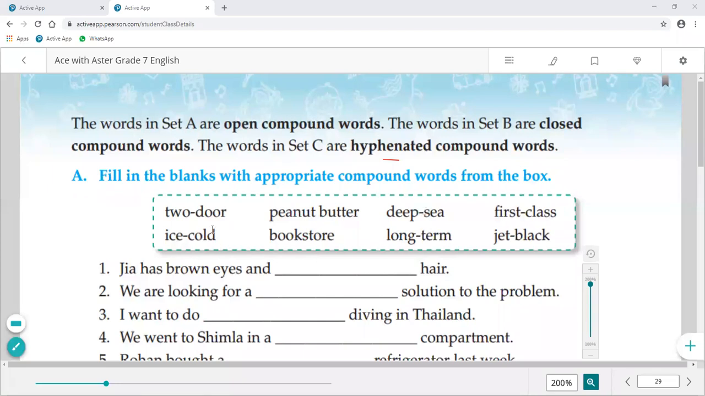Okay class, I hope all is clear to you. The example of an open compound word is peanut butter. The example of a closed compound word is bookstore. The example of a hyphenated compound word is long-term. So all these are compound words, which means we have compound words in three types: open, closed and hyphenated. हम इसे और भी अच्छा इंटरेस्टिंग बनाने के लिए और अच्छा समझने के लिए, I have a video to show you.